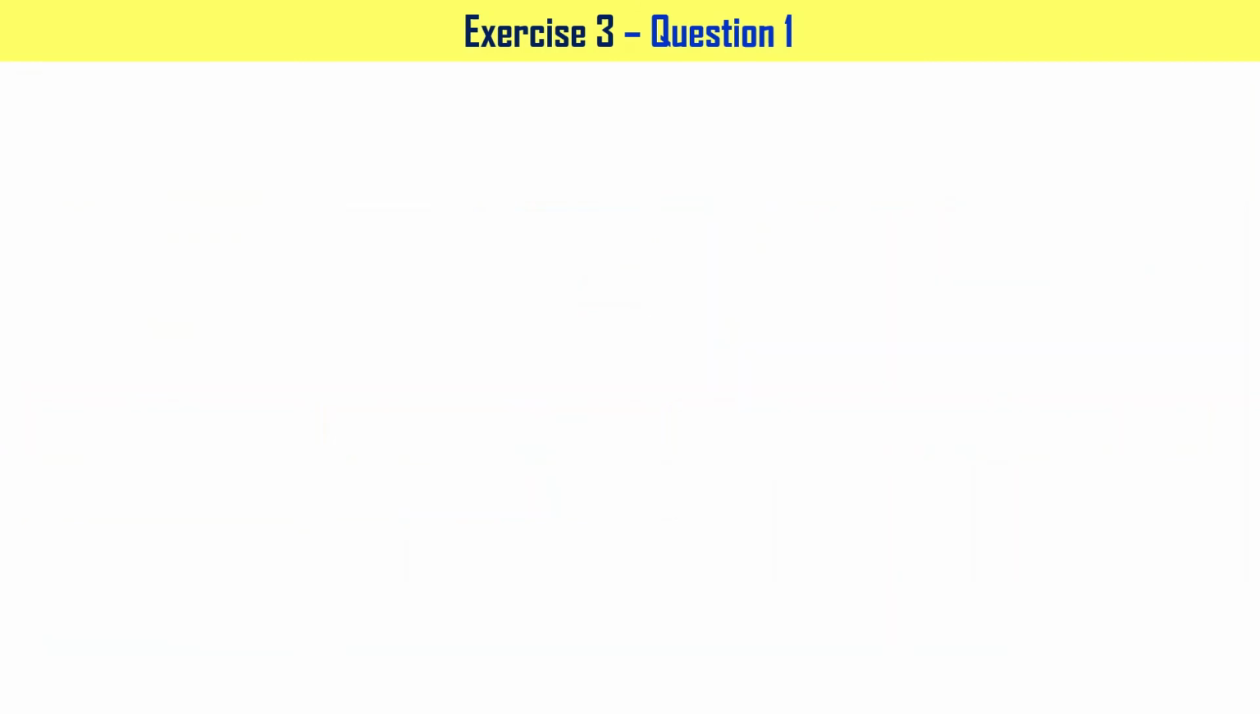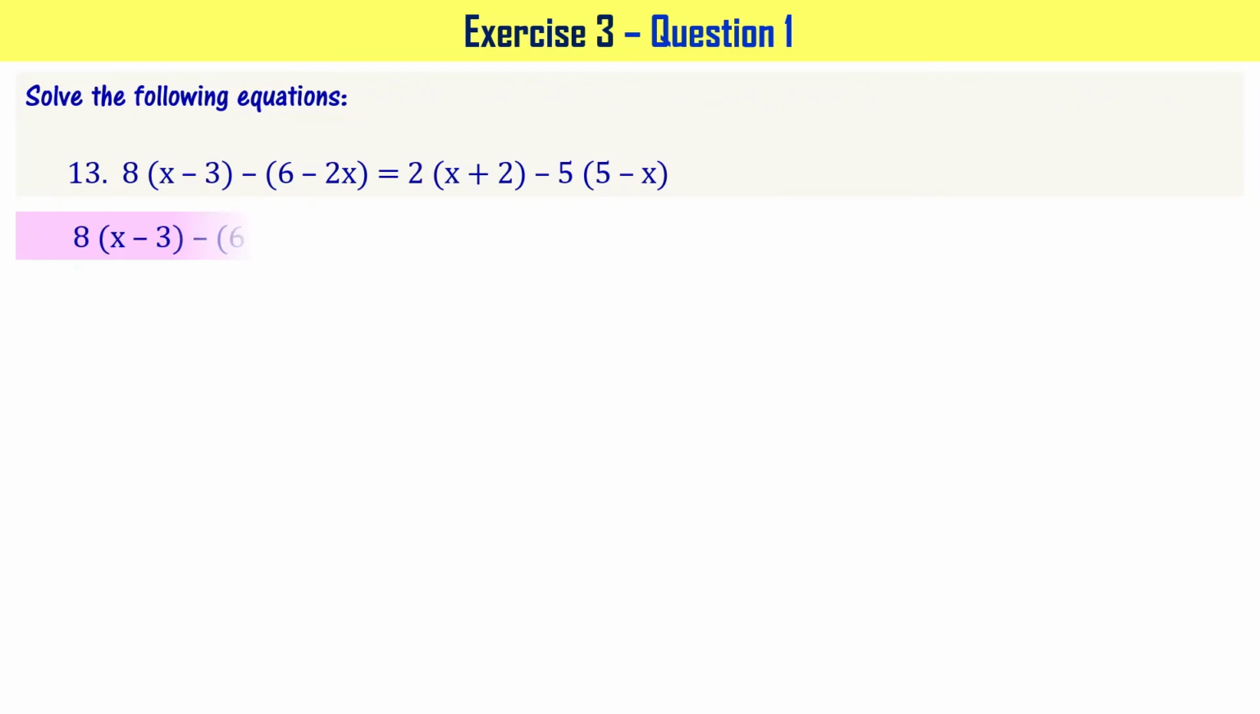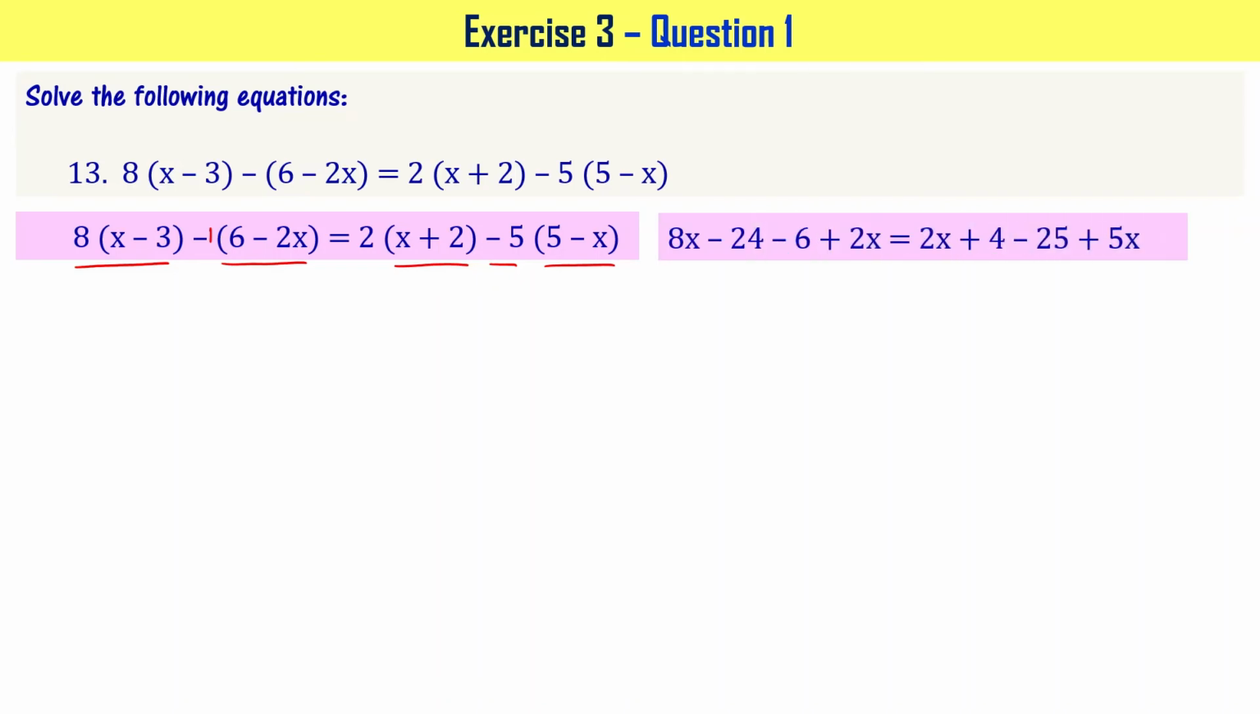Got it? The next problem is 8 times x minus 3 minus 1 times 6 minus 2x equal to 2 times x plus 2 minus 5 times 5 minus x, right? Let us first expand this equation and write it, right?